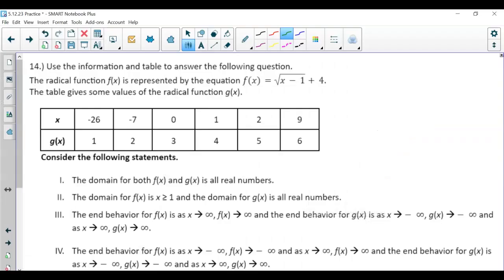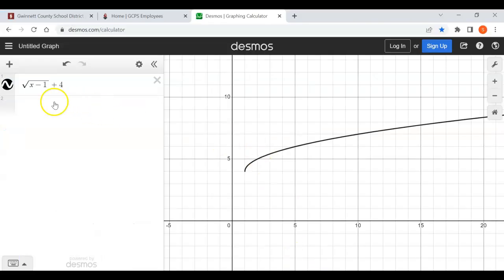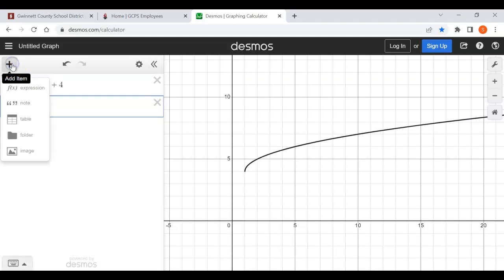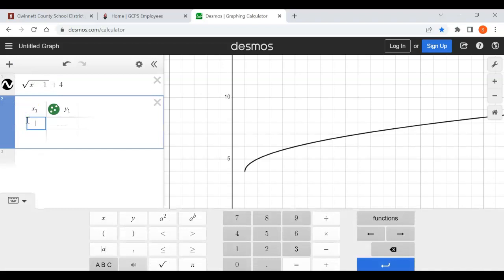But what you have to remember is how can we also see this visually and graph the table in Desmos? So if you don't remember, to graph a table in Desmos, when you start that line, you're going to click the plus sign because we're going to add a table. So we're going to go ahead now and put that table in.